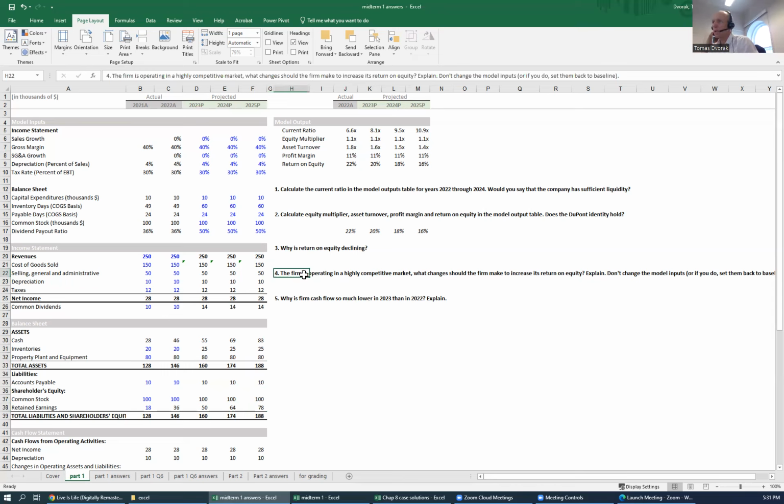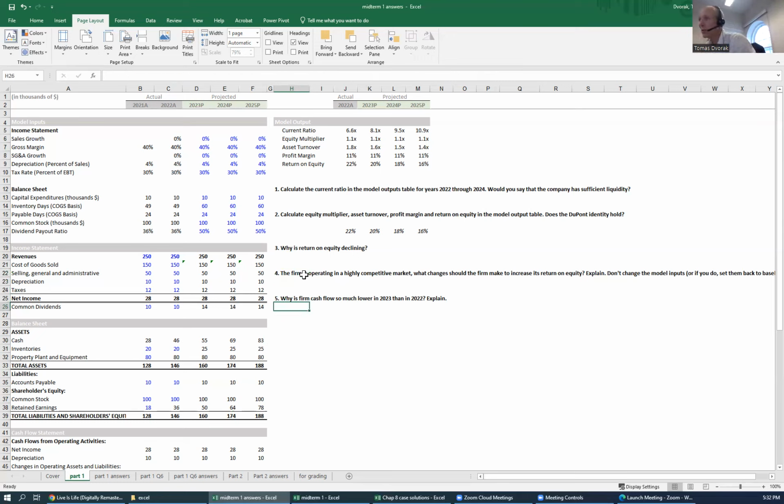The firm is operating in a highly competitive market. What changes should the firm make to increase its return on equity? Well, it really needs to increase its asset turnover. It needs to decrease the shareholder equity on the balance sheet. And it can do that by increasing the dividend payout, or it can buy back some stocks.